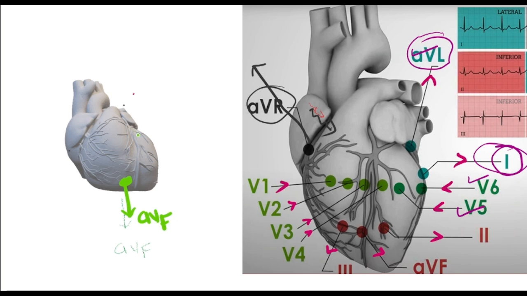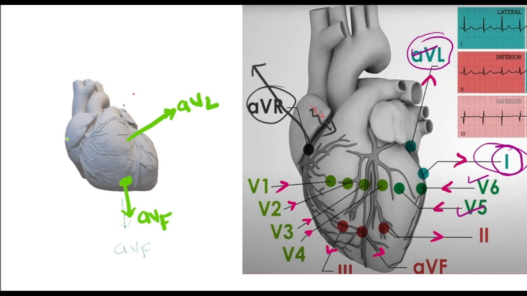So AVL will be here, going towards the left side. Not like this. This is which lead? This is lead 1. This is a little bit inclined. It's not exactly horizontal. So we have AVL here. It's facing the lateral side. And AVF is showing the inferior side of the heart.